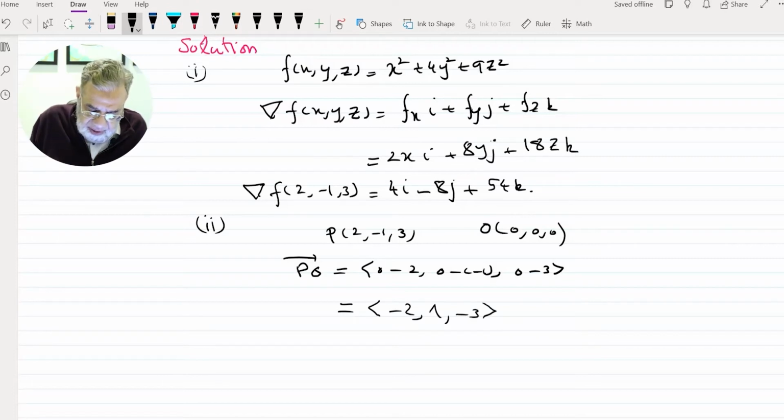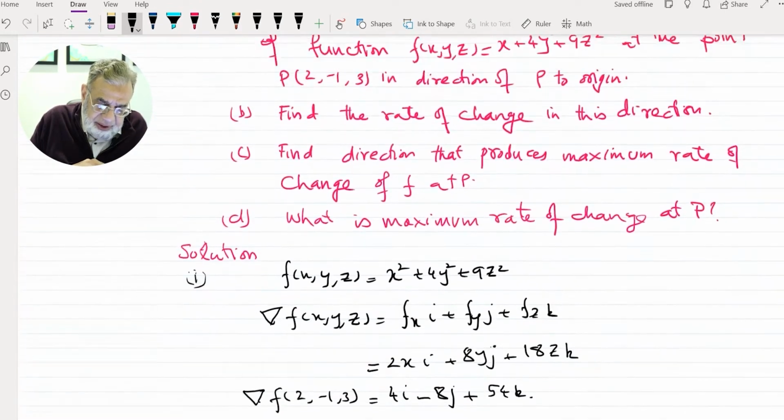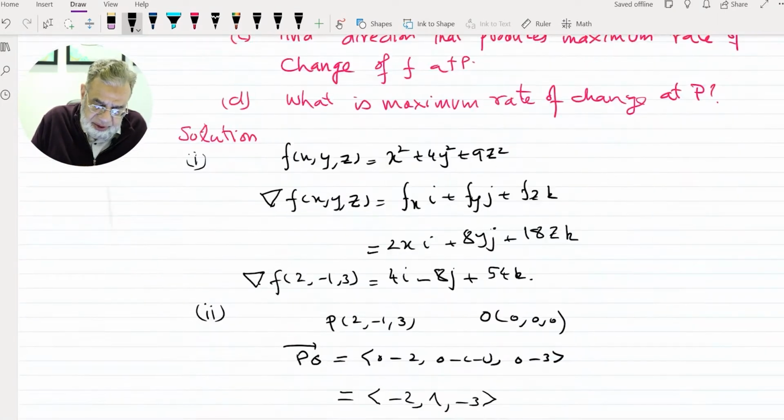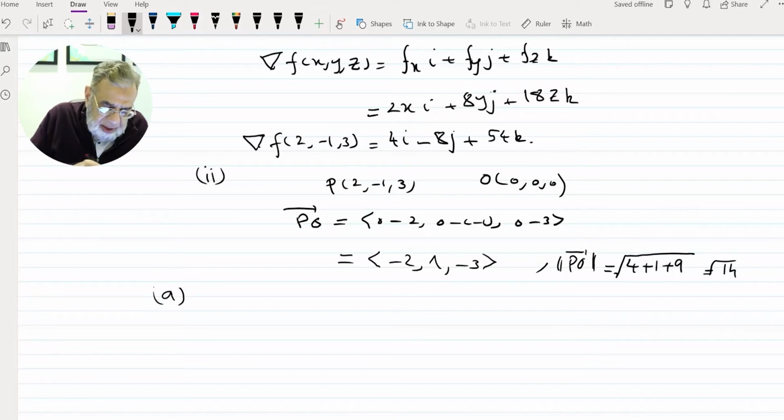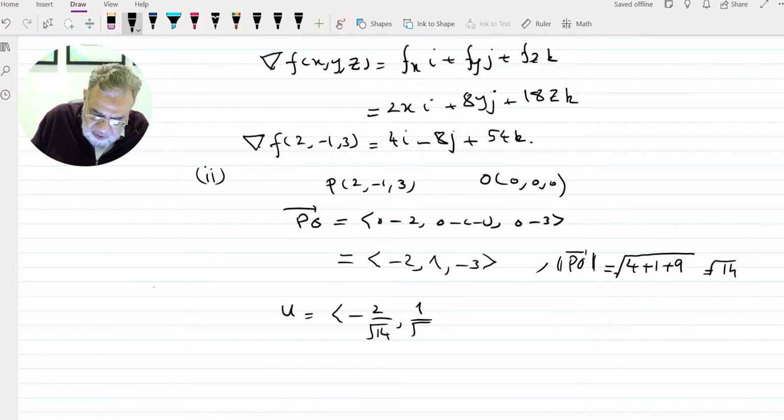I got this vector PO, and now I can find my part A. In part A, I want to find the directional derivative of the function at the point in this direction. To find u, I find the magnitude of this vector. The magnitude is the square root of 4 plus 1 plus 9, which is root 14. So my u is equal to minus 2 over root 14, 1 over root 14, minus 3 over root 14.